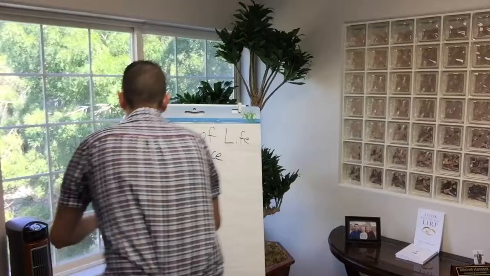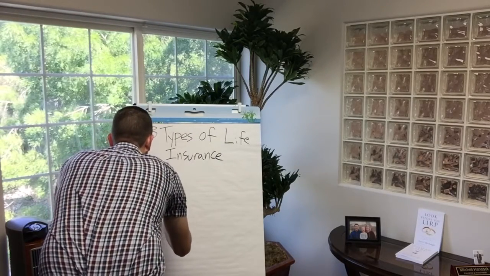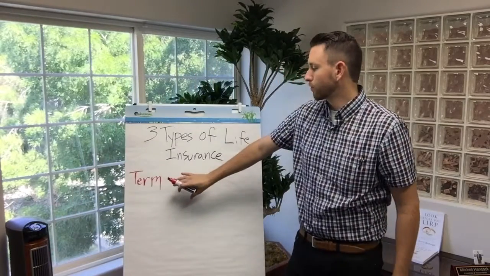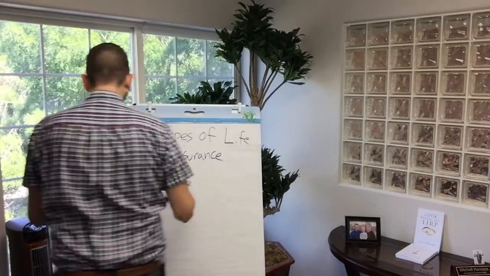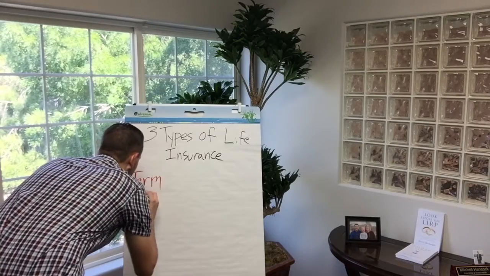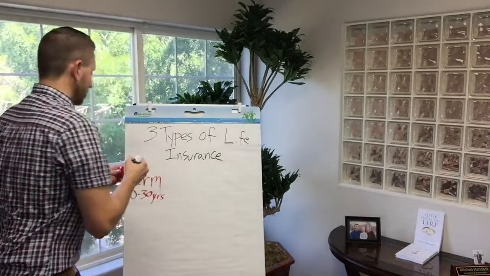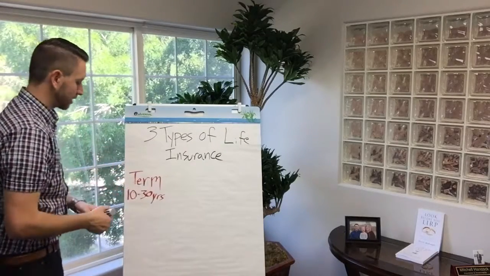So with term life insurance, let's talk about the details of that. Term life insurance is called term because it's good for a specific period of time. There are different variations, but usually that's anywhere from 10 to 30 years.